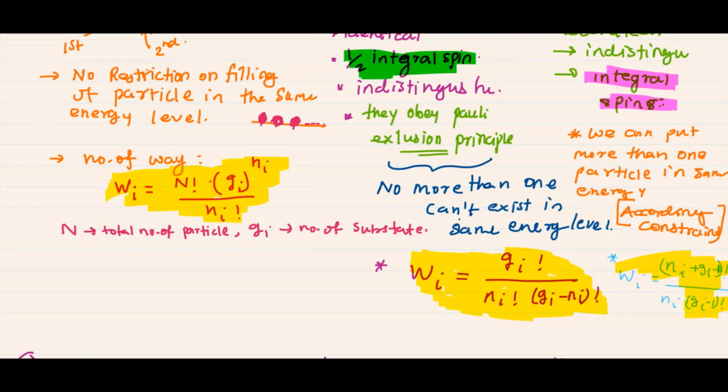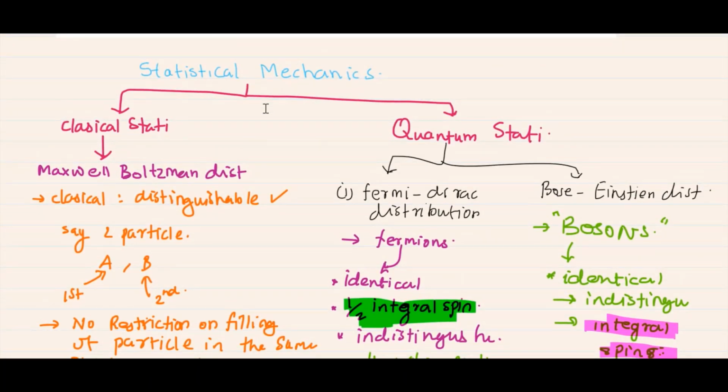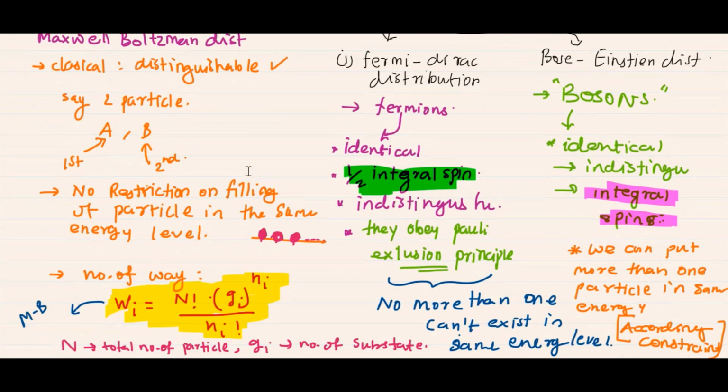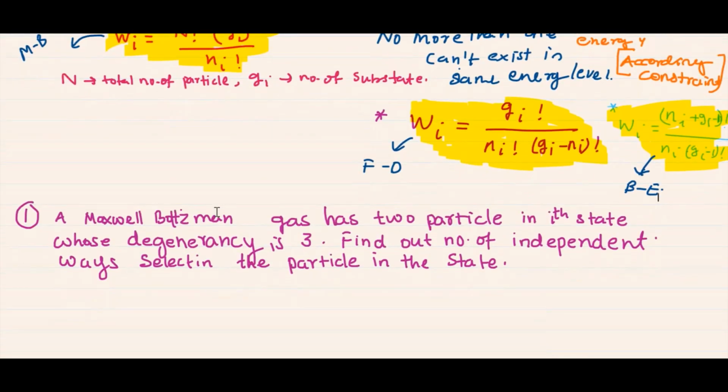Okay, this is the formula. So we are done with all this. This is for Maxwell-Boltzmann distribution, and this is for Fermi-Dirac, and this one is for Bose-Einstein distribution. Okay, so if you want, pause the video and let's write these points on paper so that it will help you in future. Okay, so next we are directly going to the problems.